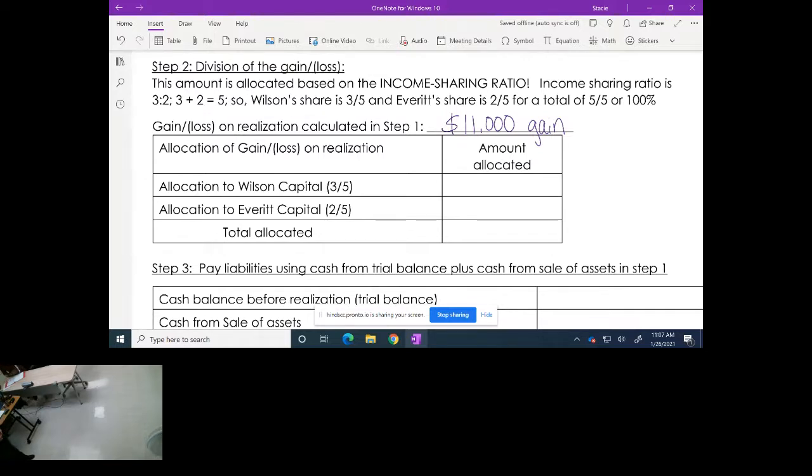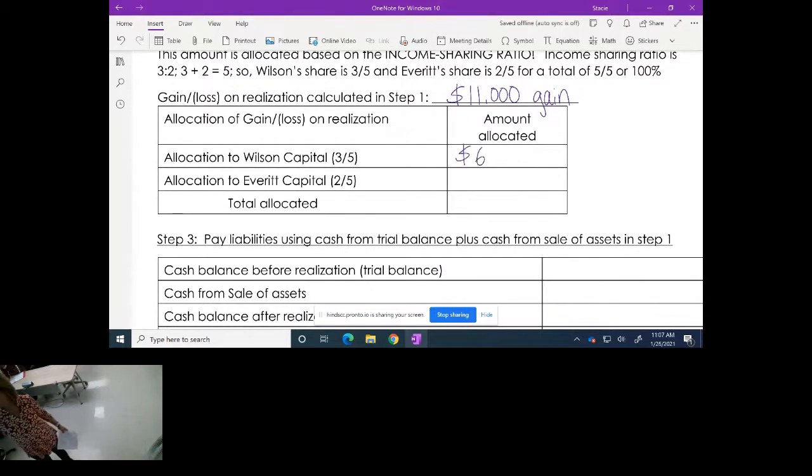Okay, so if we're allocating this $11,000 gain to the two partners, how much is Wilson going to get? What is that 3/5? 6,600. So if we take 11,000 times 3/5, we get 6,600. What about for the other one? 2/5 times 11,000. 4,400. So we should be able to add these up and get the amount of the gain. If we don't get that total, then we've calculated something wrong, because we're just trying to take our gain amount and determine who gets what.